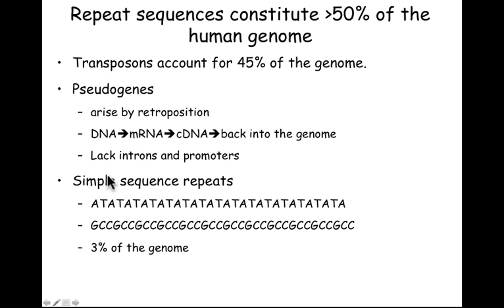Another major class of repeats are these simple sequence length repeats, and these are pretty much what they sound like. They're very simple sequences that are repeated. So things like dinucleotide repeats or even just single nucleotide repeats go over and over and over again. We talked about these a little bit; Huntington's disease is an example of simple sequence repeats, those CAG repeats. And these account for about 3% of the genome.